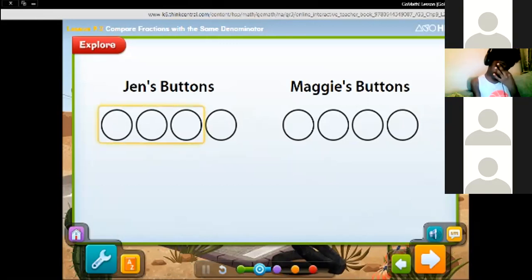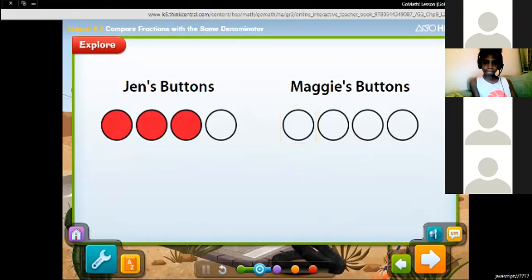Ibrahim, can you hear me? Yeah. How many buttons for Jen's? 4. Yeah, and how many shaded parts? There's non-shaded, the yellow part. It takes 3. 3. 1 of Maggie's buttons is red. Click to shade 1 of Maggie's buttons. Only 1 for Maggie.